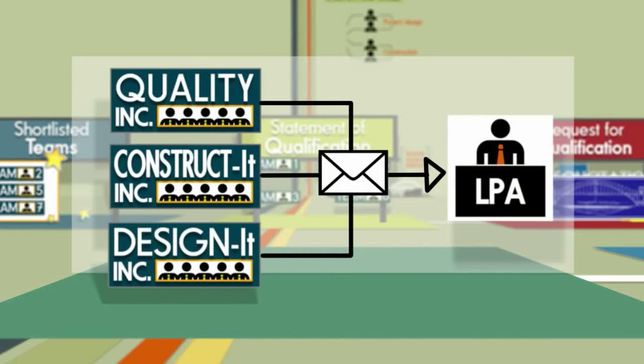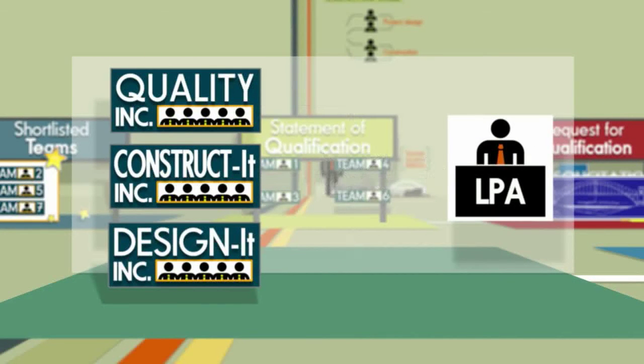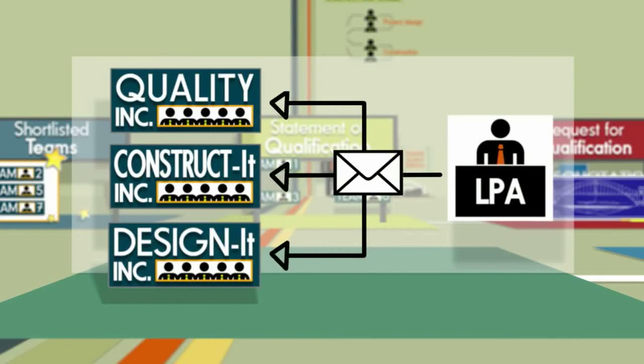After receiving the completed statements of qualifications from the design-build teams, Hometown LPA responds to the team's questions. Hometown LPA uses the evaluation criteria defined in the RFQ to determine a short list of eligible teams that will receive a request for proposal. The typical list of eligible teams is 3 to 5, but it can vary depending on project requirements. In our example, Hometown LPA determines that Quality Incorporated and Design It Incorporated are both eligible teams.